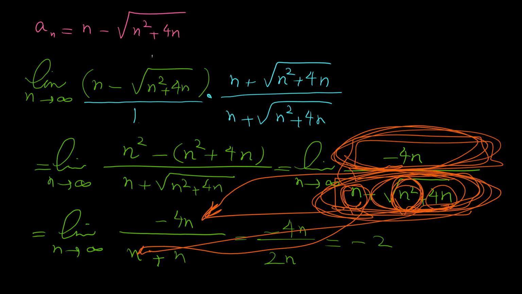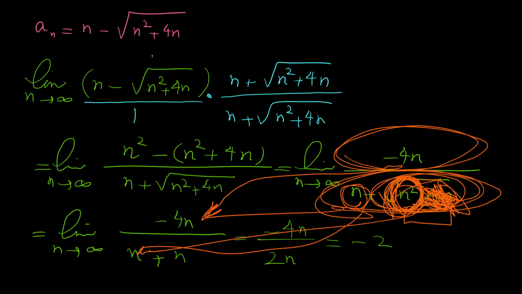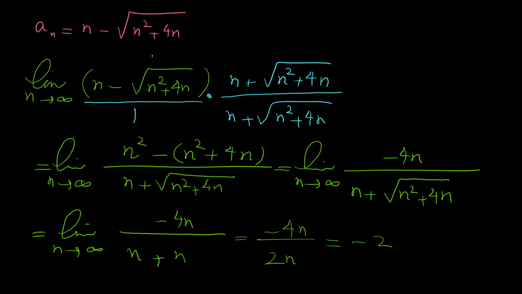Between these two terms, n to the 2 is the dominant term, so we ignore the other term because it's basically like nothing compared to n to the 2. We only keep n to the 2, but it is in the radical. And radical n to the 2 is n. n plus n is 2n. So we have negative 4n over 2n, and it equals negative 2. So this is a very effective and fast method.